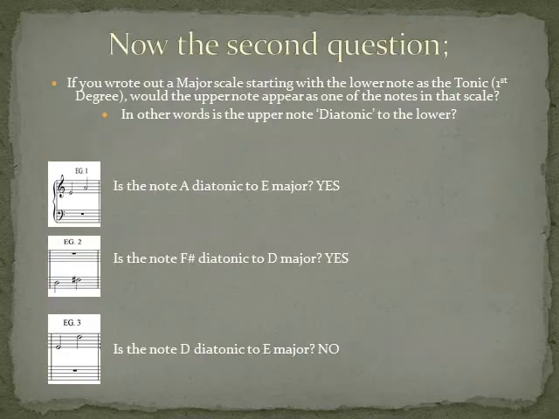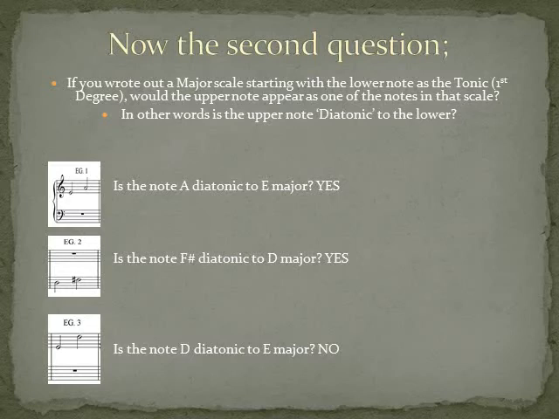Question number 2. If you wrote out a major scale starting with the lower note as the tonic, would the upper note appear as one of the notes in that scale? Rather than saying, will the upper note appear as one of the notes in that scale, we say, is the upper note diatonic to the lower note? Let's have a look at the first example.